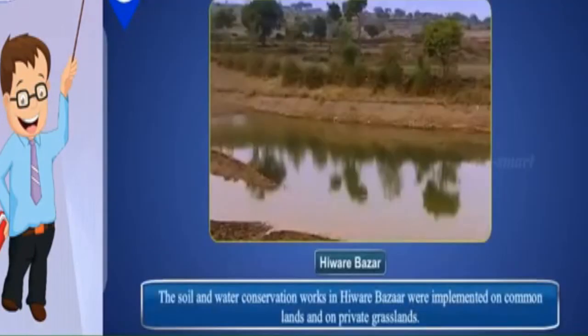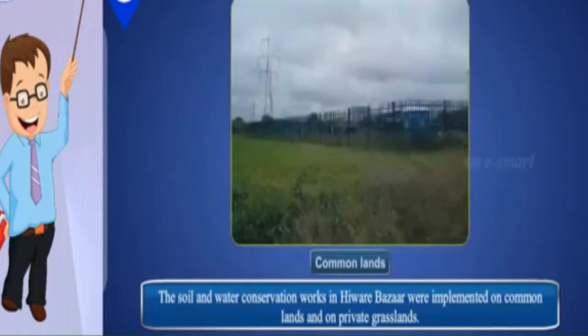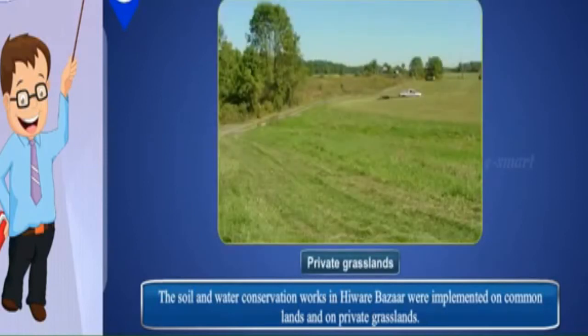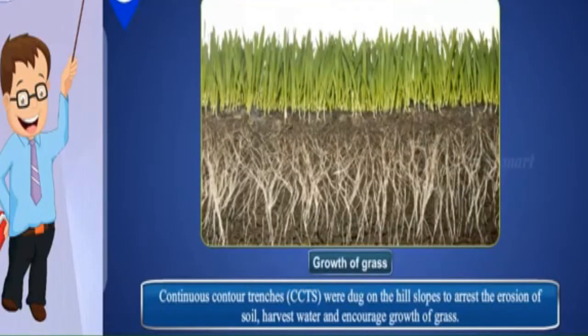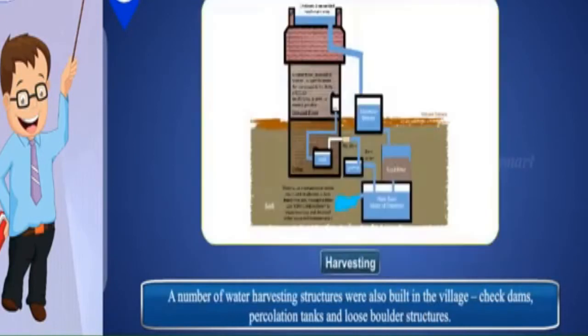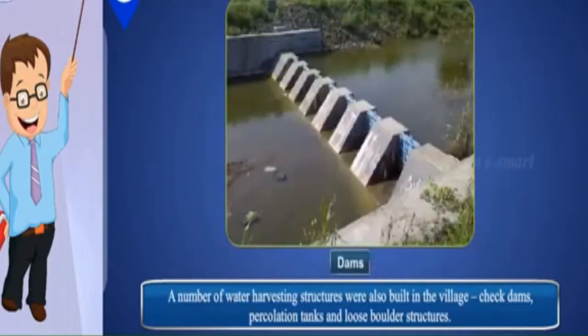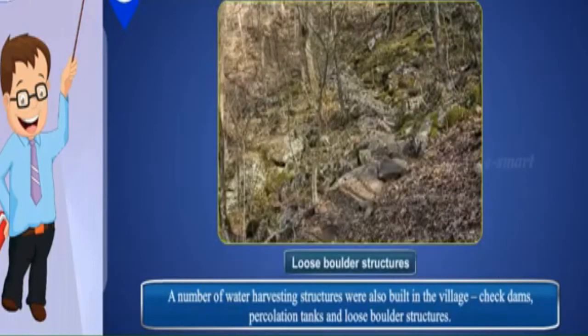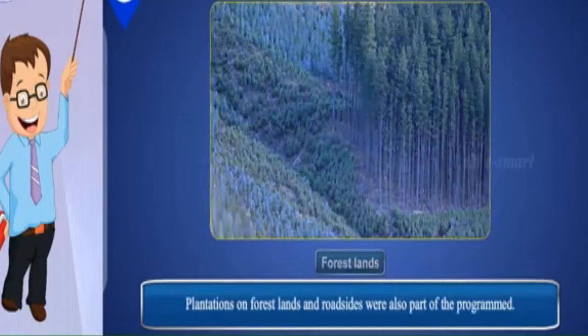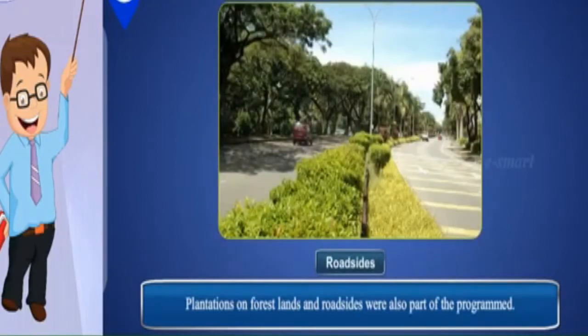The soil and water conservation works in Hiware Bazar were implemented on common lands and on private grasslands. Continuous contour trenches were dug on the hill slopes to arrest the erosion of soil, harvest water, and encourage growth of grass. A number of water harvesting structures were also built in the village: check dams, percolation tanks, and loose-boulder structures. Plantations on forest lands and roadsides were also part of the program.